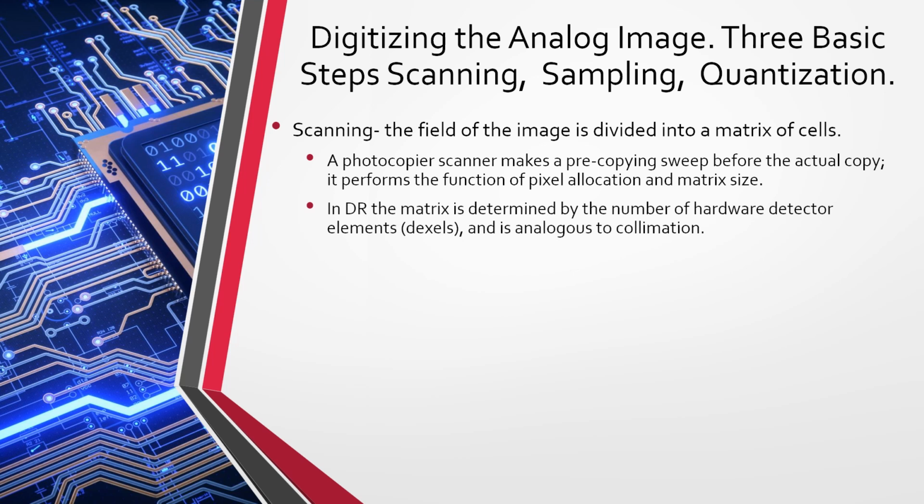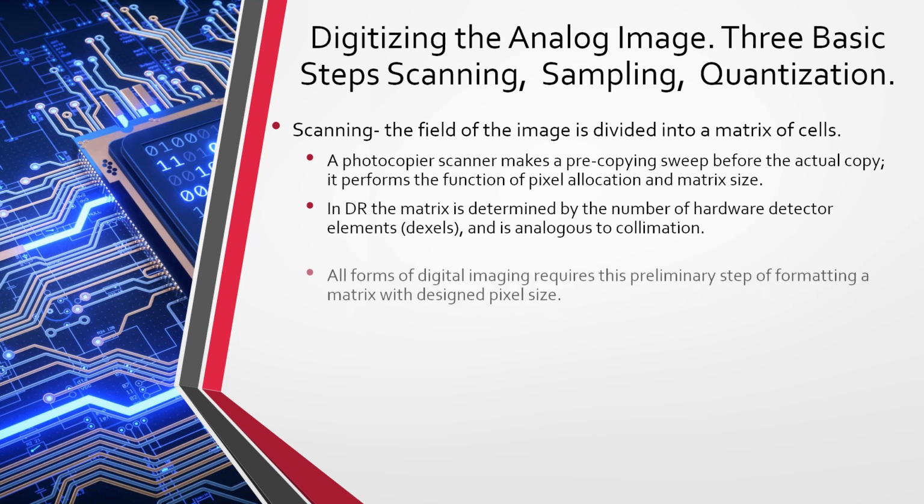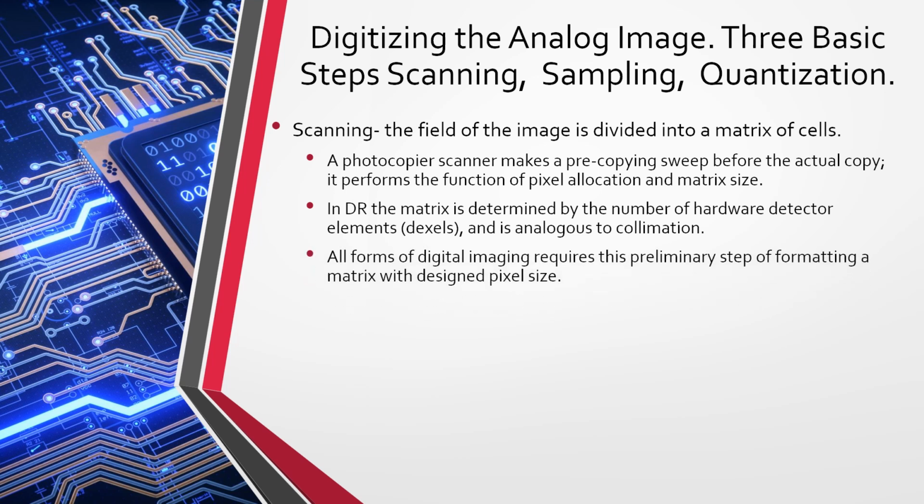In digital radiology, the matrix is determined by the number of hardware detector elements, the number of dexels, as we talked about, and is analogous to collimation. When we collimate, we're changing the number of detector elements we're using, so we can be changing the matrix size that's going to be used for that first acquisition of the patient information, which will become the image. All forms of digital imaging require this preliminary step of formatting a matrix with a designed pixel size. So all forms of digital imaging, whether it's with the phone or in radiology, require this preliminary step of formatting the matrix size with what's going to be the final pixels.